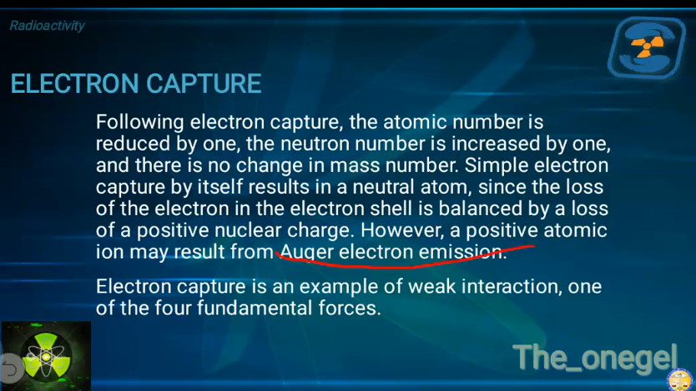So electron capture is an example of weak electron interaction. By the way, here, that Auger electron is actually in a form of characteristic radiation. Ayun naman pala. So, may mga naalala na kanina based sa pretest. So, again, electron capture is an example of weak interaction, one of the 4 fundamental forces of nature.